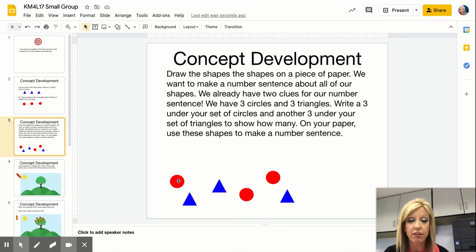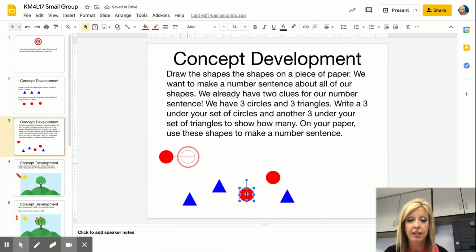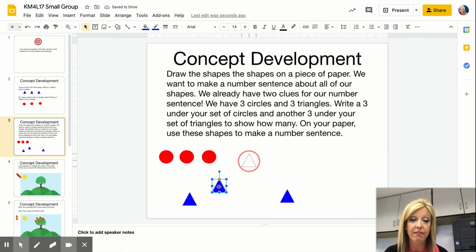We have our 3 circles. Count them with me and make sure you have them drawn. 1, 2, 3. And then we have our 3 triangles, which have 3 sides. 1, 2, 3.